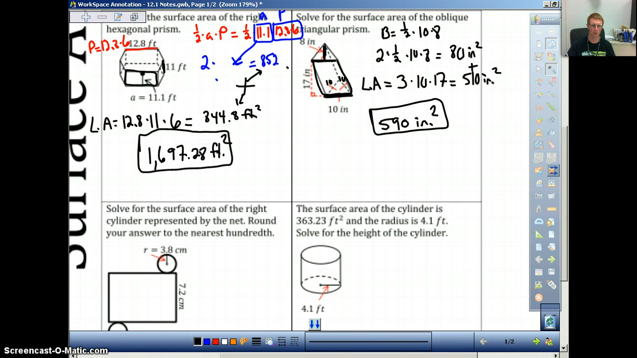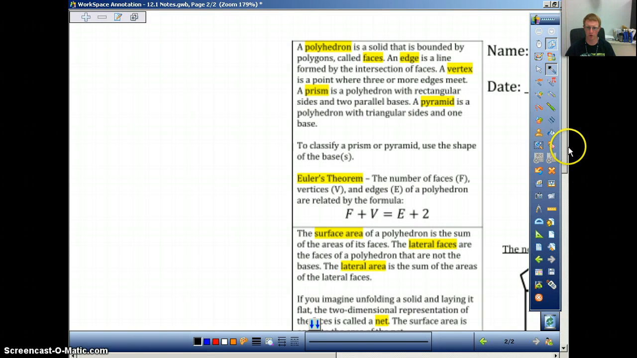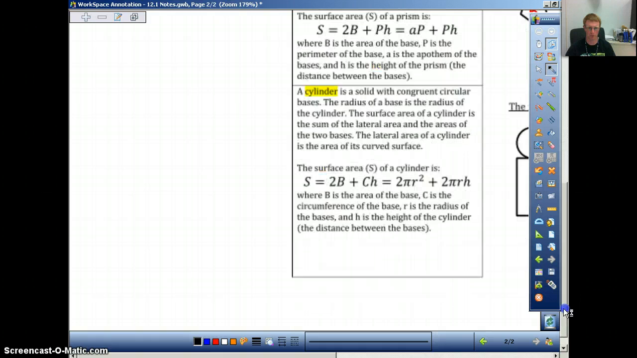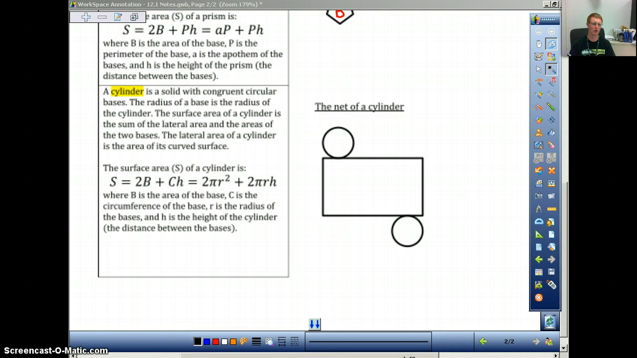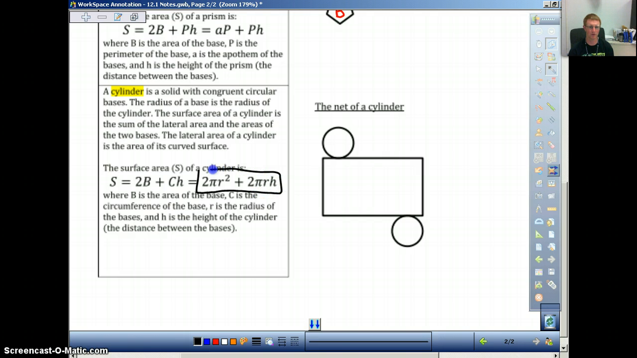Okay, so that's how we're dealing with the prisms. So let's go back now and let's talk about the cylinders. Cylinders are exactly the same way, except cylinders work out a little bit easier because it's only one formula over and over again. So the surface area of a cylinder is going to be this formula right here. Now, there are other ways to think about it.